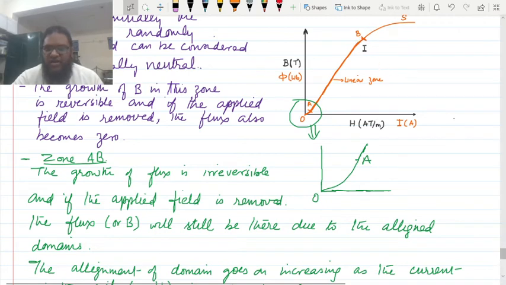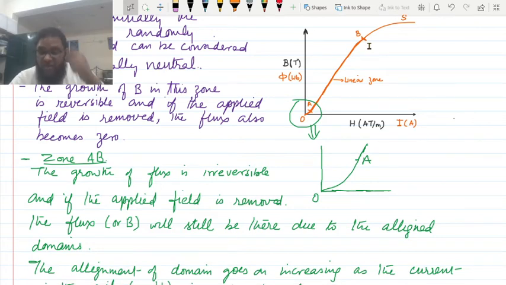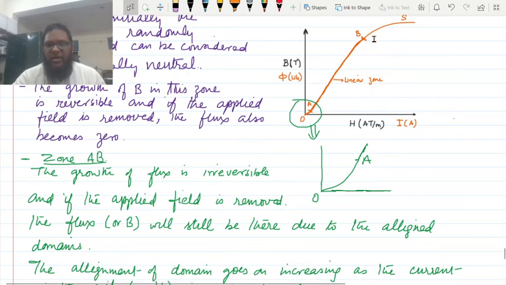Now this point is known as the knee of this magnetizing curve, because beyond this the domains are going to be fully aligned with the increment in H. Further increase in the current will not lead to any further alignment. So we cannot increase the flux inside the magnetic material beyond this particular value.